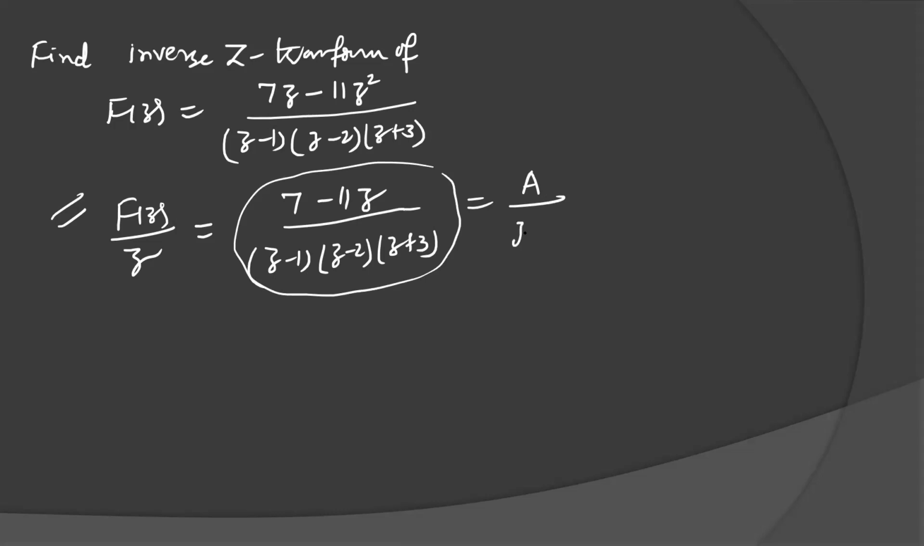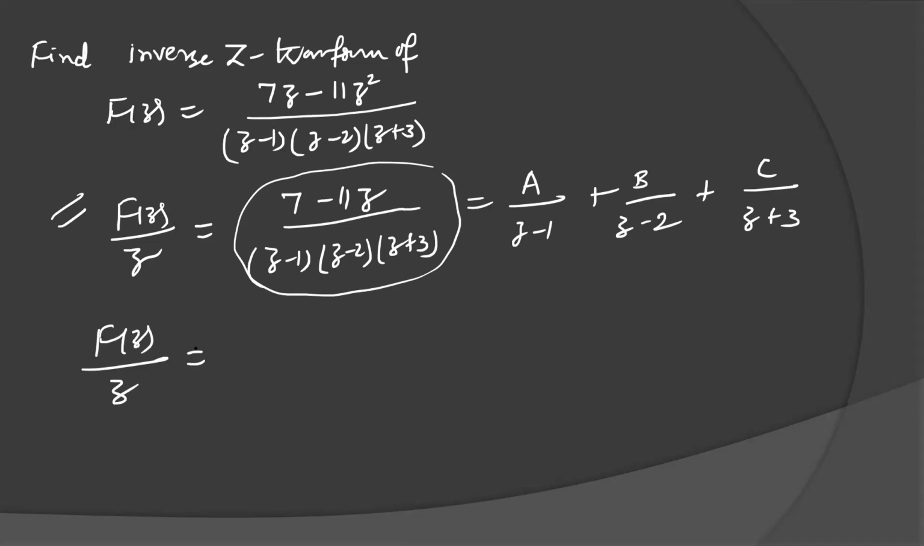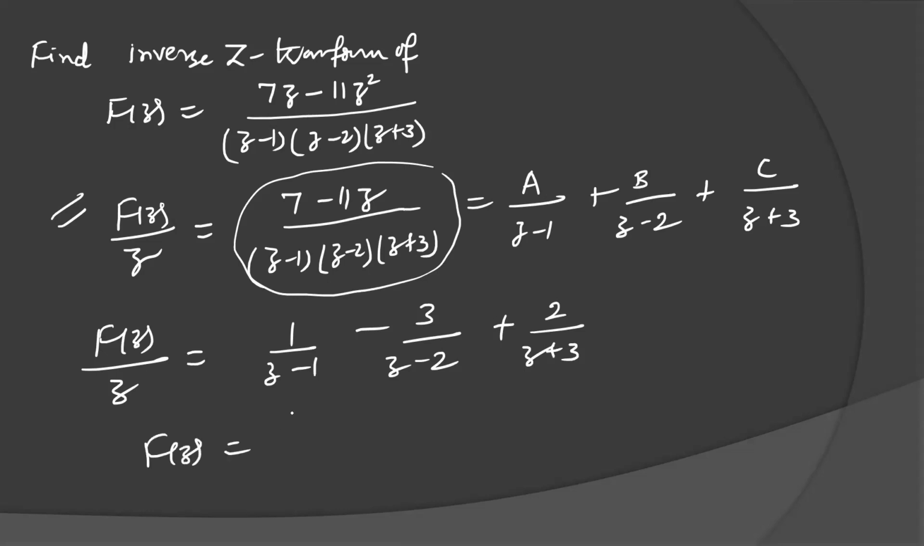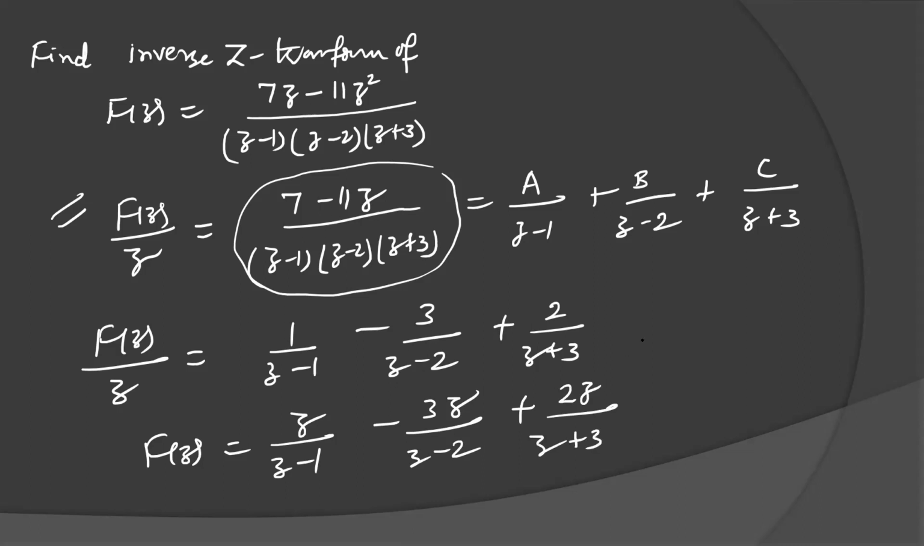So it will be A over z minus 1 plus B over z minus 2 plus C over z plus 3. If you break the partial fractions and find the values of A, B, C, the value of A is 1, the value of B is minus 3, and the value of C is 2. Now send z to the right hand side, so it will become z over z minus 1, minus 3z over z minus 2, plus 2z over z plus 3.